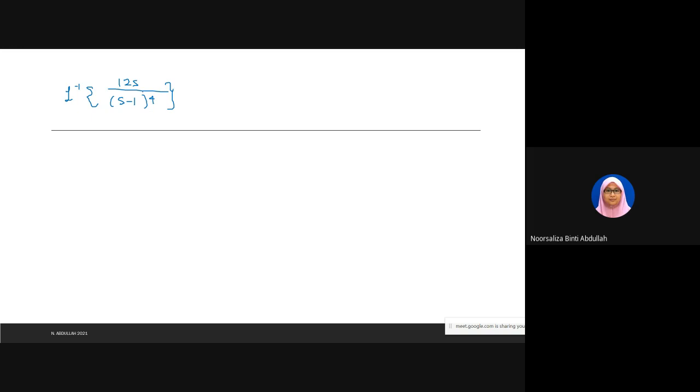Ini kan, you want to find the inverse of this one. Okay. Kalau if you look at this, this one is S minus 1, this one is S. You cannot solve this one. You have to modify this equation then so that this S also you have a S minus 1.